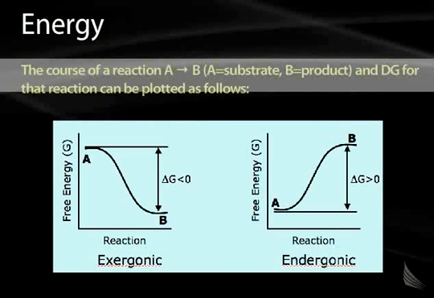On the other hand, in the schematic on the right, we show an endergonic reaction. In this case, you start with a substrate at a low energy level and produce a product that has a higher energy state. So that means that there has to be an input of energy to drive the low energy substrate to the higher energy product. And so again, if you subtract energy of A from the energy of B, you're going to end up with a positive number. Delta G will be greater than 0, which means we have an energy-consuming or endergonic reaction.